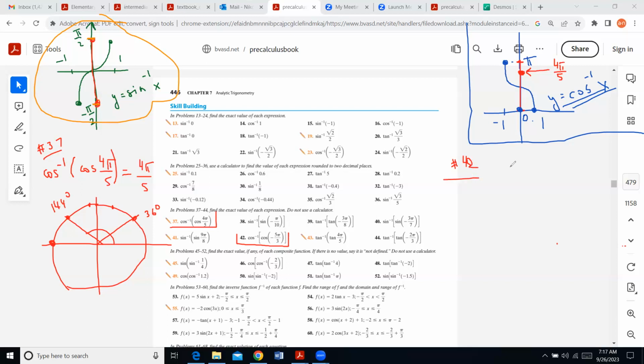So 42, with arc cosine applying to cosine of this negative 5 pi over 3, is not going to work. In other words, it's not equal to negative 5 pi over 3. So it will be something with pi over 3, but not negative. How do I determine it? Well, make a picture of 5 pi over 3 with a negative sign here.